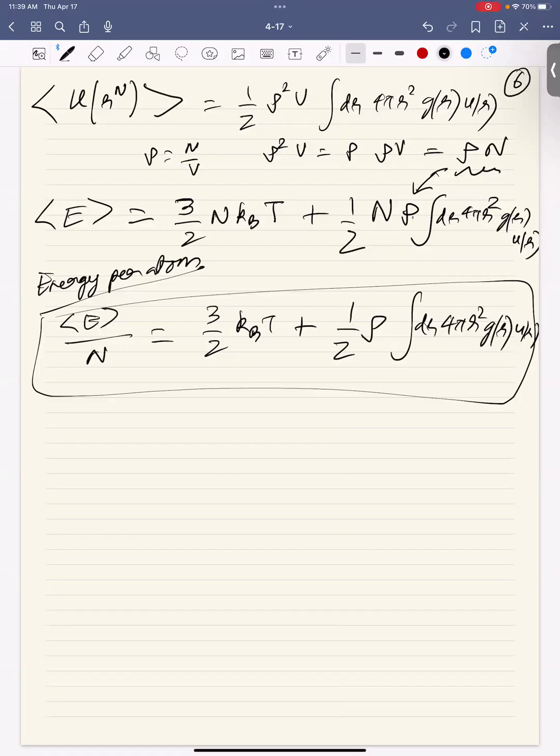If you know g of r, so let's take a slightly big picture look here.